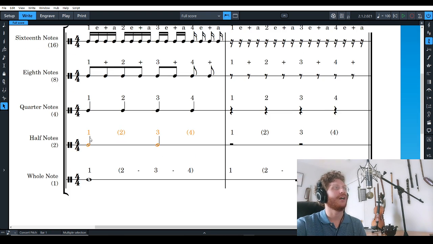Our half notes are half as slow as our quarter notes, but we have to think of this silent 2, silent 4 in here. We just can't clap 1, 2, 3. Well, I guess we can. I just did it. But we have to know there's a pause in there. And so on. And a whole note is going to take up the entire measure. 1, 2, 3, 4.